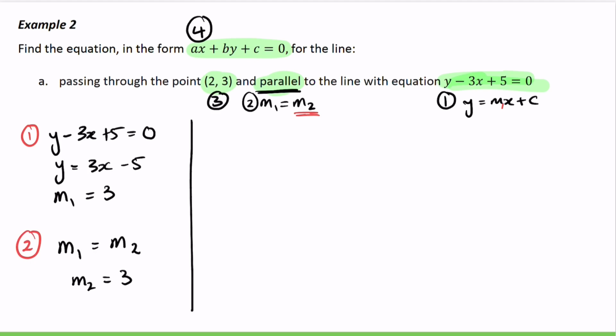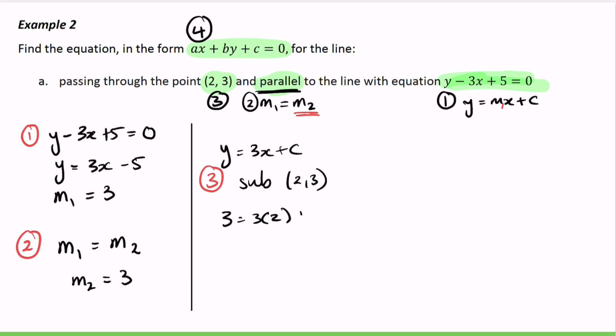Now from there, I know that my equation so far is y equals 3x plus c, but I need to now find c. For my third point, I'm going to sub in the point (2, 3) in order to find that c. So that's going to be 3 is equal to 3 times 2 plus c. 3 equals 6 plus c. Take the 6 over, that's going to give me negative 3. So the equation that I have is y equals 3x minus 3.